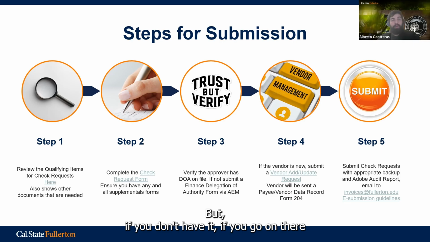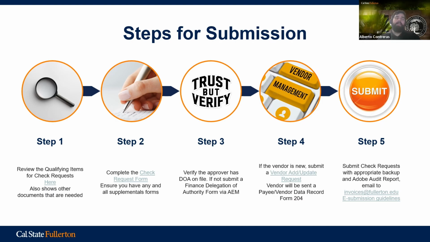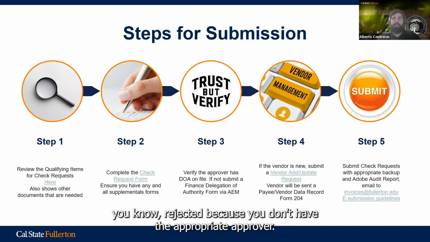But if you go on there and you see that your approver is not there, then you would want to go onto the AEM inbox, and there's a finance delegation of authority form. So you can fill it out there, add the person that you want to add, and then you can submit your check request. This way it doesn't get delayed or rejected because you don't have the appropriate approver.